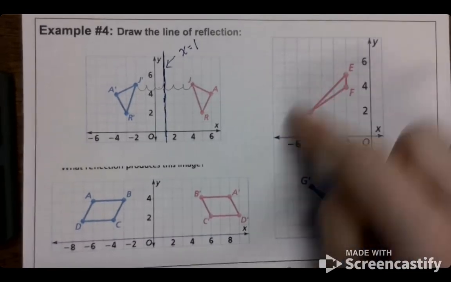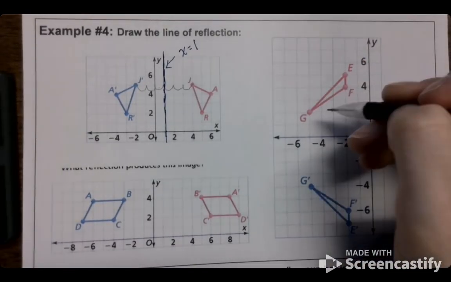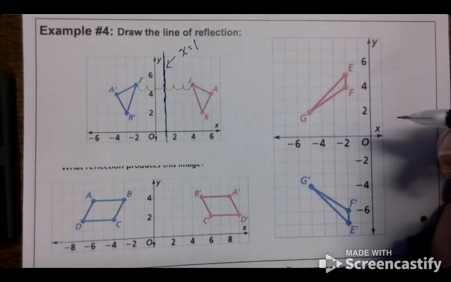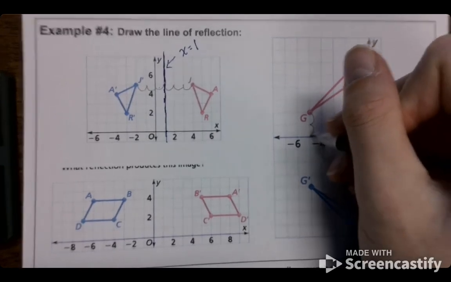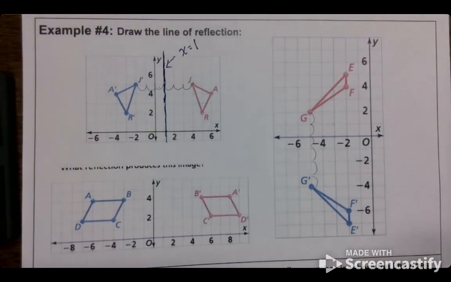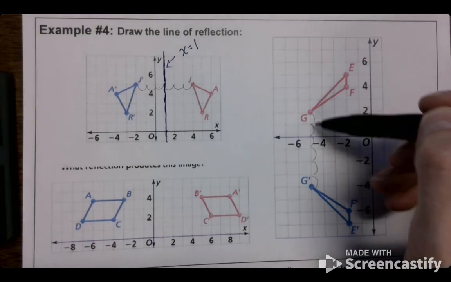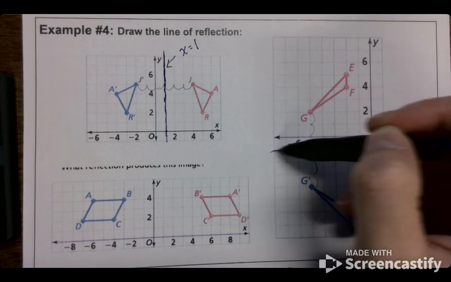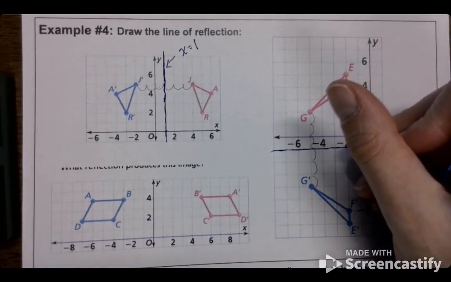What about for this one? So do the same thing. Count boxes from G to G prime and see how many you get. Welcome back. 1, 2, 3, 4, 5, 6. Ironically, you get the same amount of boxes, which means you should know that it's 3 in the middle. So that means our line of reflection is going to be there.